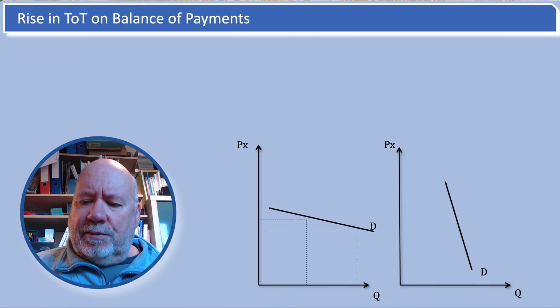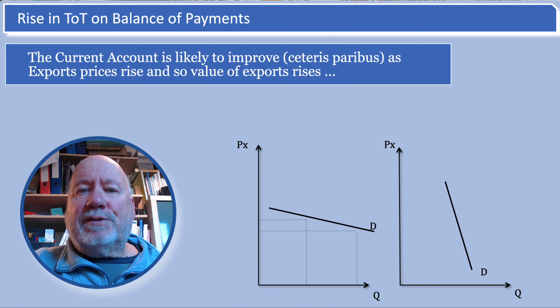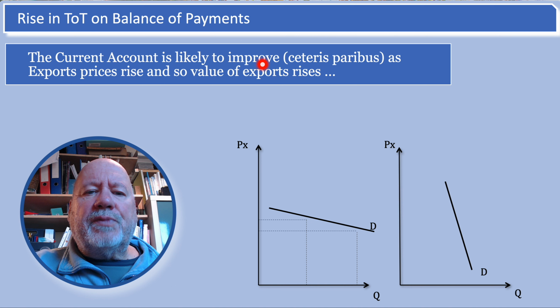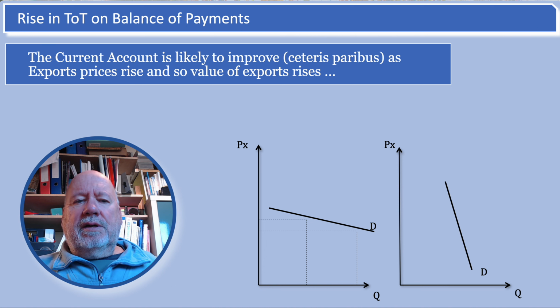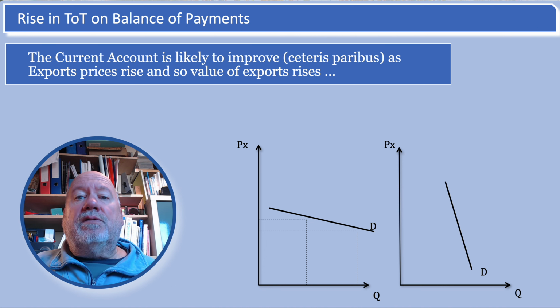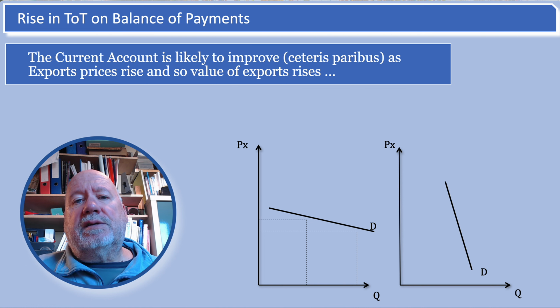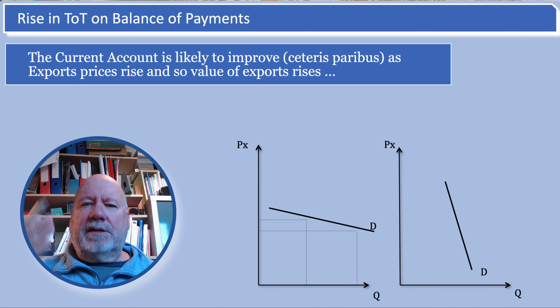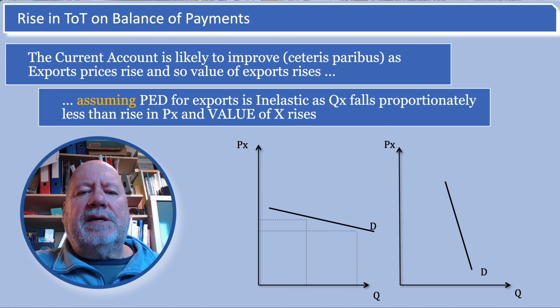This is where it gets tricky. So a rise in the terms of trade is likely, ceteris paribus, important assumption, to improve the balance of payments, because the export prices will rise, and so in a very simple world, if your export prices rise, the value of your exports rise. But you'll see here I've put some elastic and inelastic demand curves because we need to consider this a little bit more. So the assumption is that the value of exports will rise when the price of your exports rise, but only if the demand is inelastic.